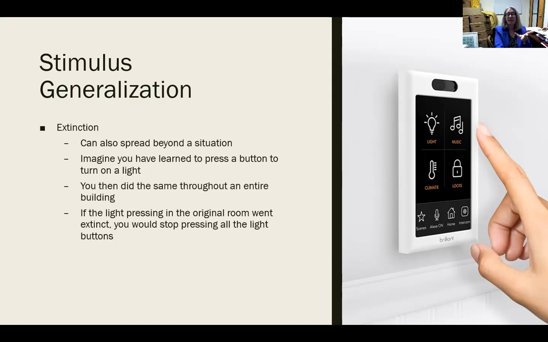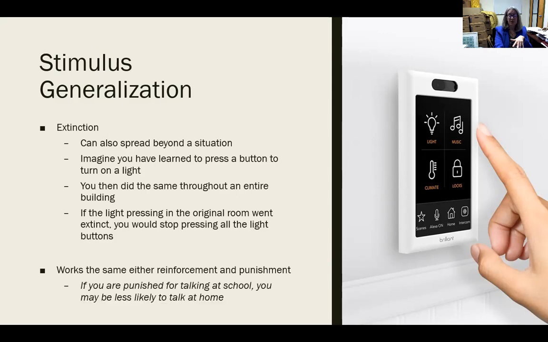So it can work with classical conditioning. It can work with operant conditioning. It can work with extinction. It works the same with reinforcement and with punishment. So let's say you're punished for talking at school, you might become less likely to talk at home because you've generalized to this other situation. Okay.